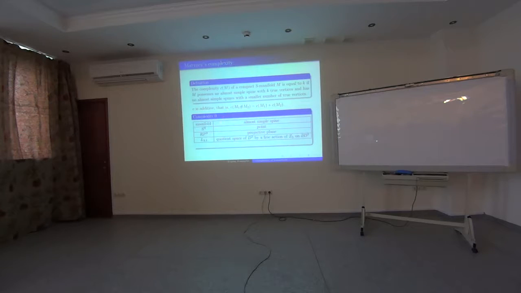There are three closed orientable irreducible manifolds of complexity zero, exactly S3, RP3, and the lens space L(3,1). The almost simple spine is a point for S3, because the difference is exactly an open ball. The same for RP3, the projective plane, the difference is an open ball, and the same for L(3,1): we have as a spine the quotient space of D2 via the action of Z3 on its boundary.